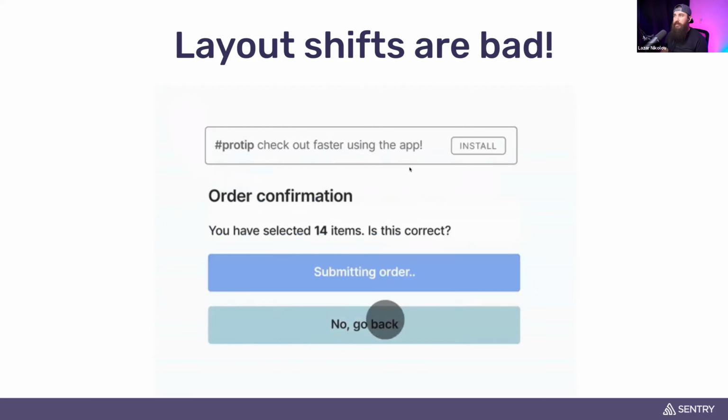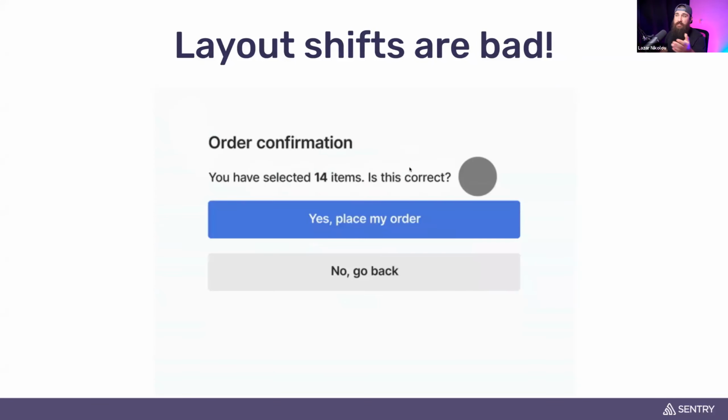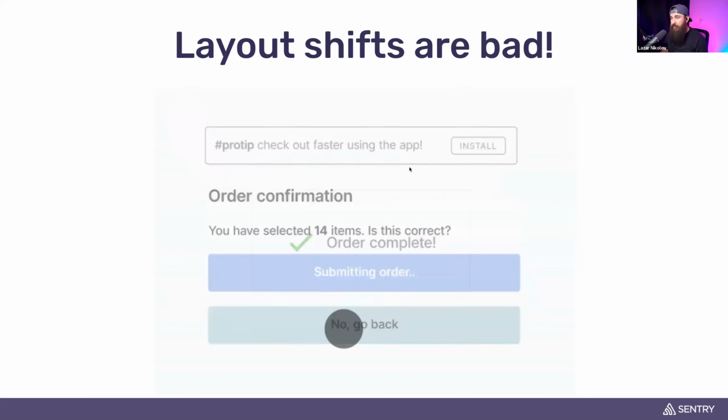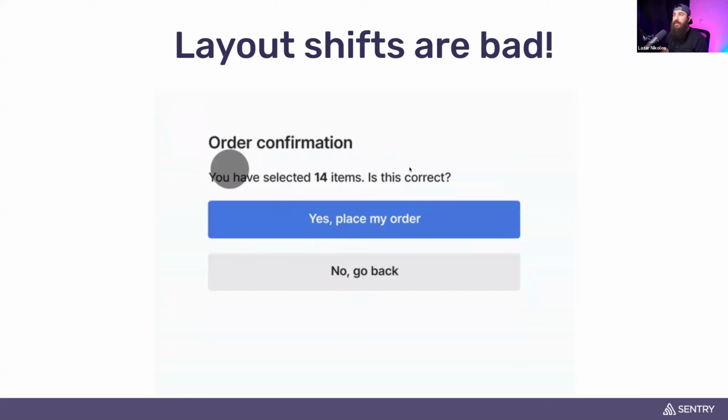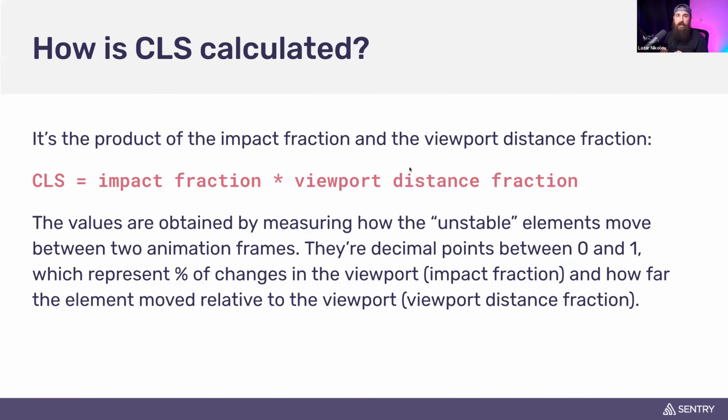Okay, so layout shifts are bad. And in this page, specifically, I guess the page will be penalized because the layout shift is pretty big. And the penalization happens with a bad CLS score. So how does that score get calculated?